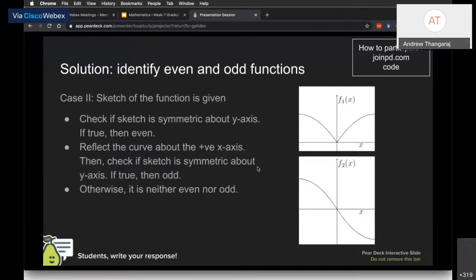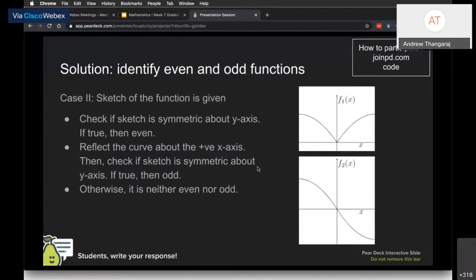Okay, so if you flip it about the x-axis, only the positive part, only the f2 of x for x positive, you flip it about the x-axis first, and then it will go up, and then you see the symmetry, right? So if that happens, then it is odd. Okay, so hopefully these two situations are clear to you. If neither of these things results in the curves coinciding, you get neither even nor odd.